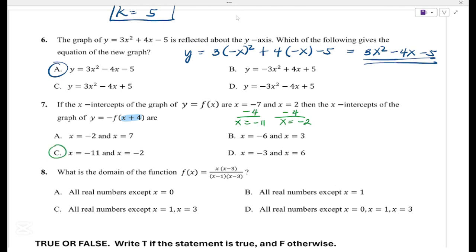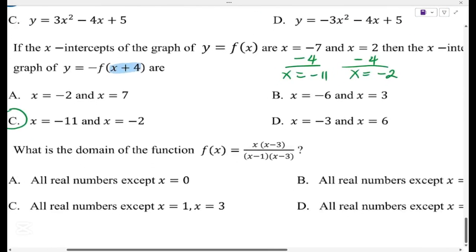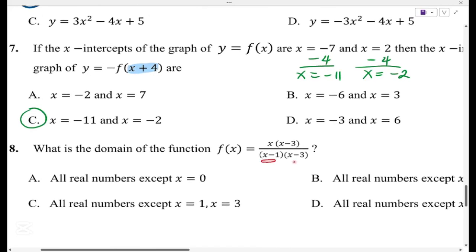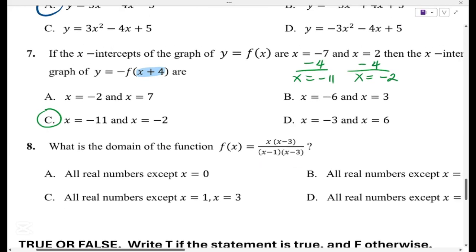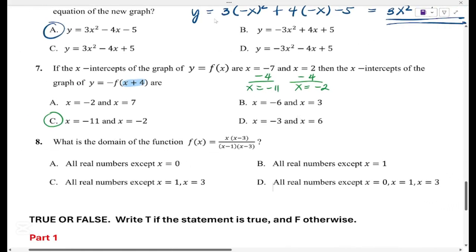Then for the last question of multiple choice, what is the domain of the function f with this given? So the domain here, even if there's a common factor, it doesn't mean that we have to remove this in the function or in the domain. So in this rational function, as we know, the denominator cannot be 0. And the x values that make this denominator 0 are 1 and 3. So from the choices, the answer is all real numbers except 1 and 3, which is letter C.